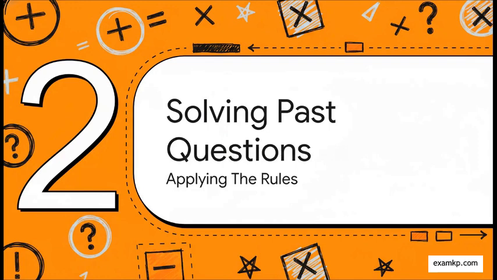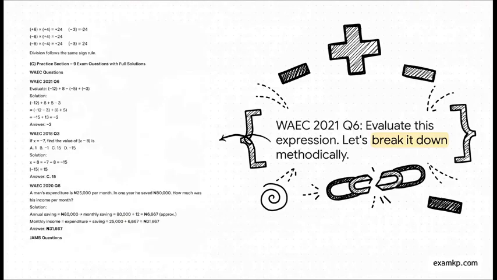Alright, theory's over. Now for the most important part, applying these rules to real past questions. This is where the magic happens, where you see exactly how the examiners think and how you can beat them at their own game. Let's kick things off with a classic from WAEC 2021. We've got to evaluate this expression here with the mix of positives, negatives, and brackets. Don't let it intimidate you. We are just going to break it down step by step.